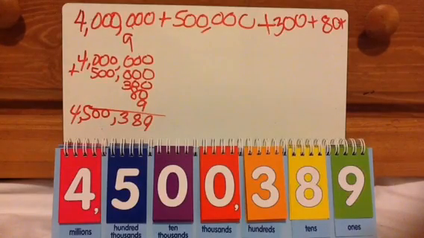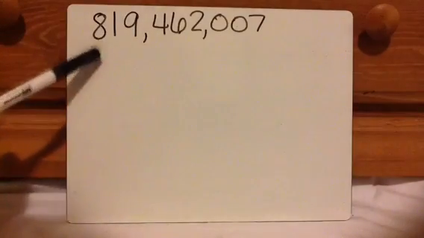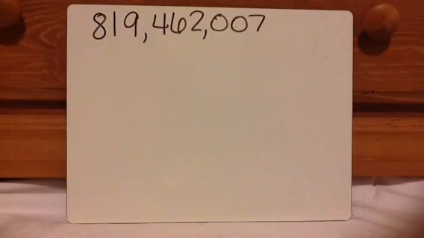So let's do another one now, and I won't be giving you the place value. You write in the place value. So please write this number in expanded form. Press pause, work the problem, press play when you're ready to check. Please be aware I went all the way to the 100 millions place.